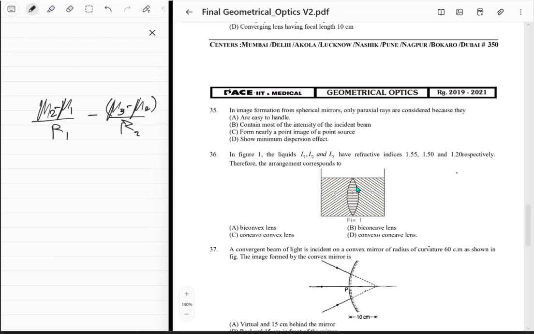Mu2 minus mu1 is negative 0.05, so negative 0.05 upon R1, and then mu3 minus mu2 is... okay. So it's continuously decreasing. Arrangement corresponds to biconvex lens, concave, convex. Without the curvature, we don't know. We don't know what to do.